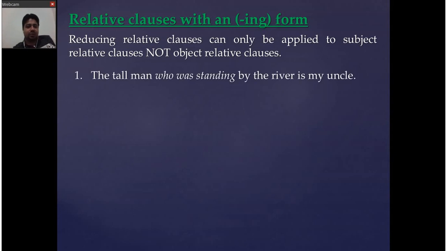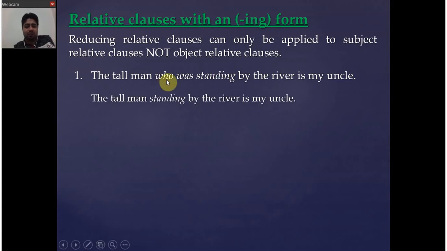Examples: the tall man who was standing by the river is my uncle. Who was standing, this is the relative clause, right? It contains ing here, a continuous form of the verb, right? We can make it shorter if we like by doing this. We don't only delete the relative pronoun, but also we delete the verb to be. So the tall man standing by the river is my uncle. You see, these two words have gone, right?